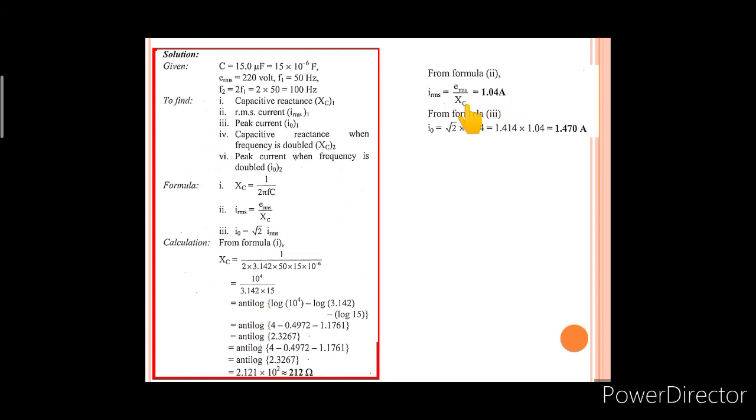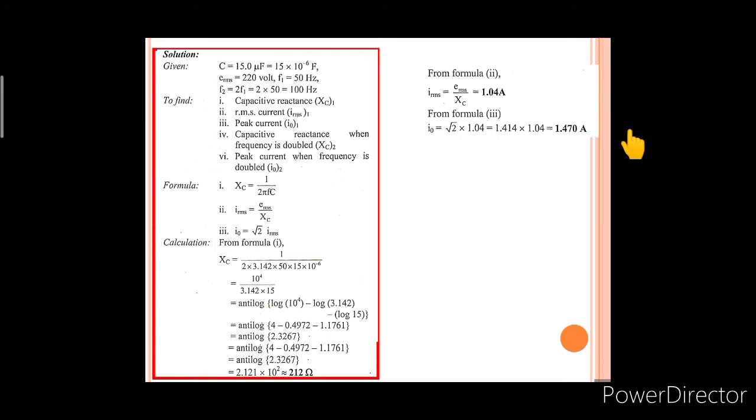Now next, by using the third formula, I0 = √2 Irms, we substitute the value of Irms. So I0 = √2 × 1.04, as root 2 is nothing but 1.414. Multiplying it with 1.04 gives the result 1.470 ampere. So the peak value of the current for the frequency 50 hertz is 1.470 ampere.